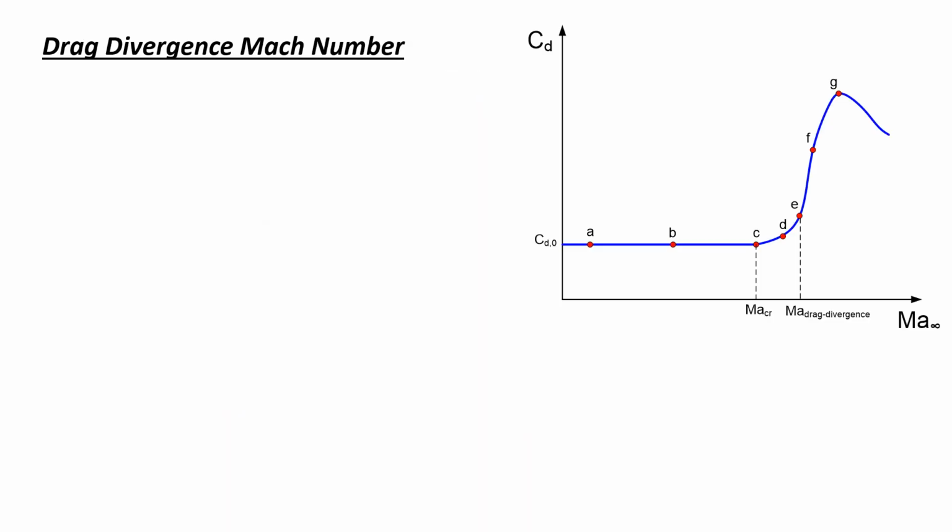Now let's move to the drag divergence Mach number, and I've included a curve here. The horizontal axis is the free stream Mach number, and the vertical axis is the drag coefficient. It describes the variation of the drag coefficient with respect to the increasing free stream Mach number. I have indicated the critical Mach number at point C, and also the so-called drag divergence Mach number at point E. There are multiple points A, B, C, D, E, F, G. Let's do some explanation and see what happens to this curve of C_D versus M_infinity.